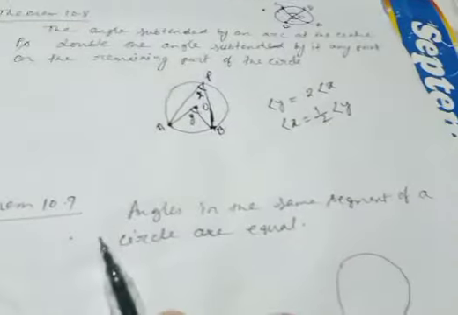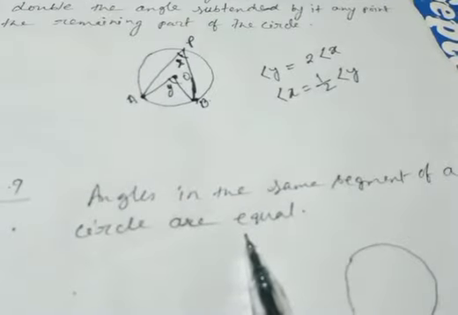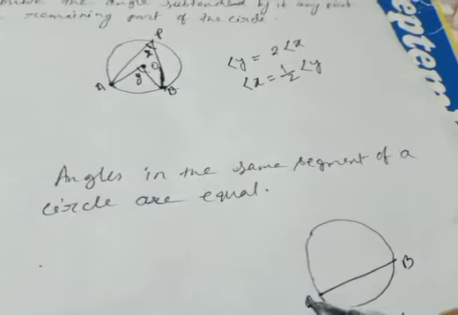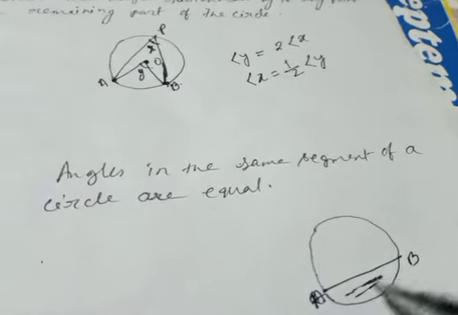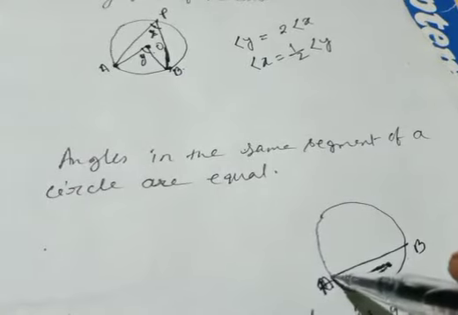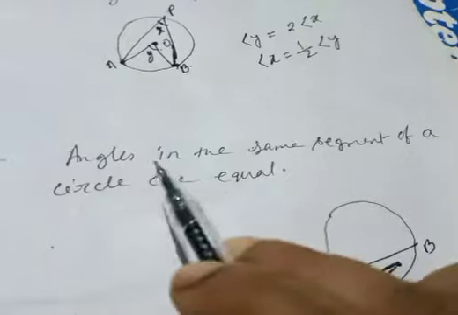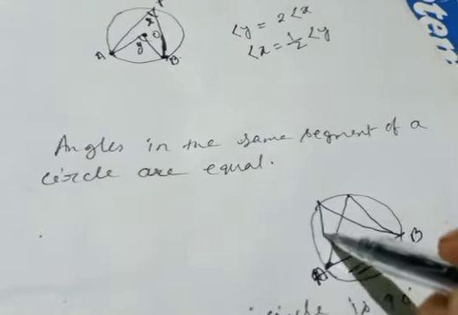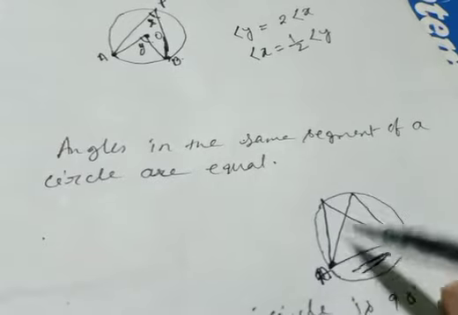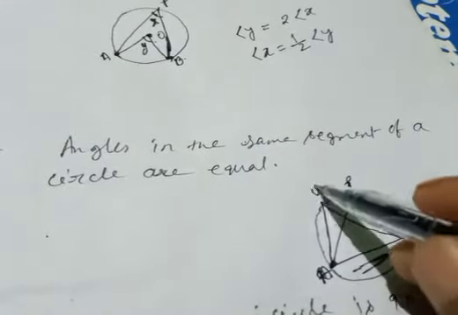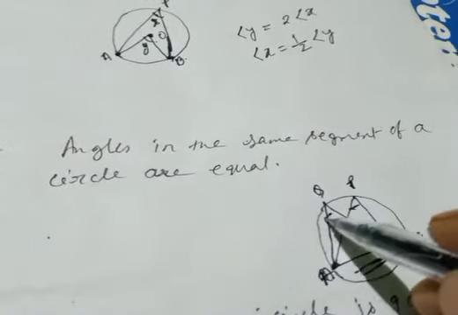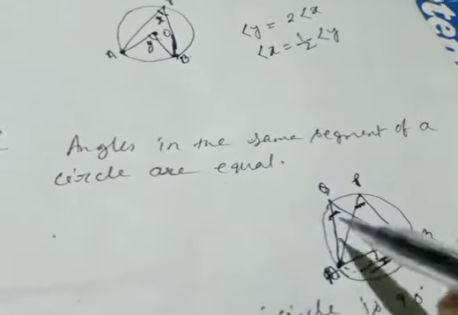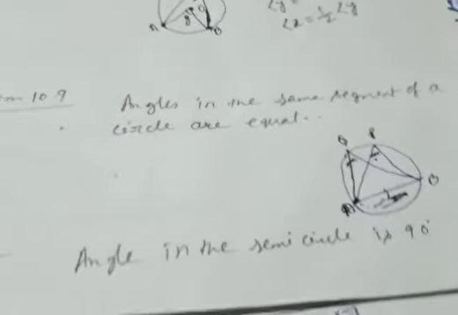Next, Theorem 10.9. Angles in the same segment of a circle are equal. See, suppose this is chord AB, then what is the name of this part? This is a segment. Yes or no? Angles in the same segment of a circle are equal. There are two angles you can see subtended by this chord AB, suppose this is P and this is Q. Then these two angles are equal, and this is called angle in the same segment, because from the segment you get two angles, this one and this one, and according to this theorem these two angles are equal.